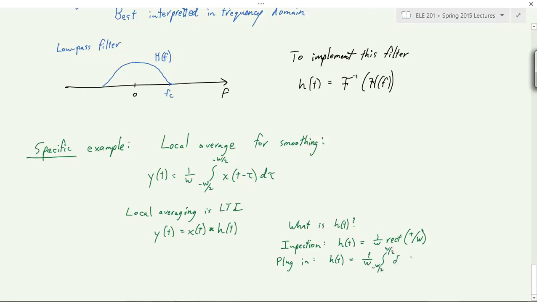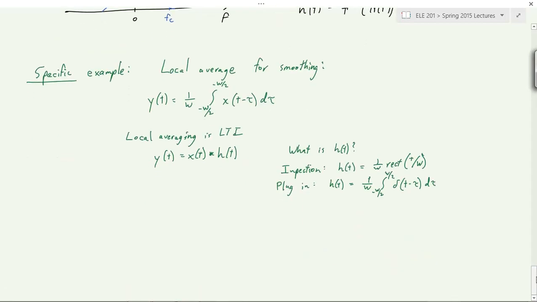So here we plug a delta function into the integral that defines this system, and you get exactly what we said, 1 over w times a rect. To do that, you have to know how to compute the integral of a delta function over a finite interval. We haven't specifically talked about that. We'll go over that next time. But you probably have some intuition that it's going to be what I claim it is, this rect function.